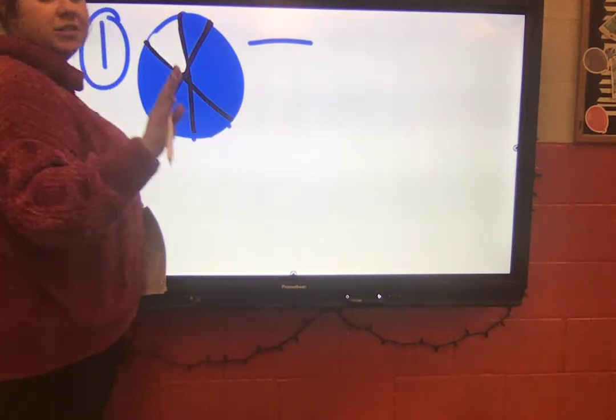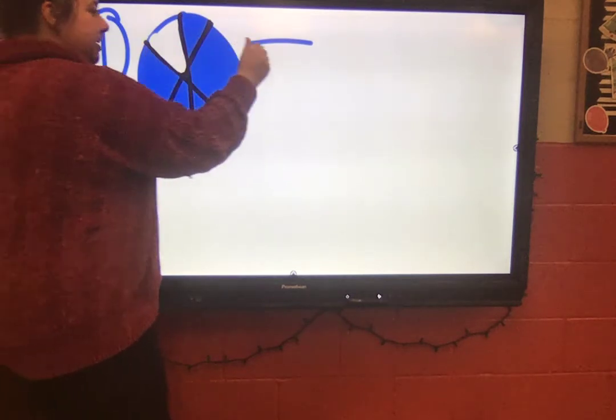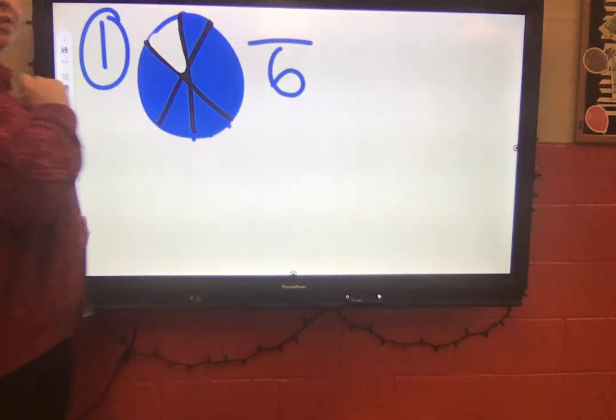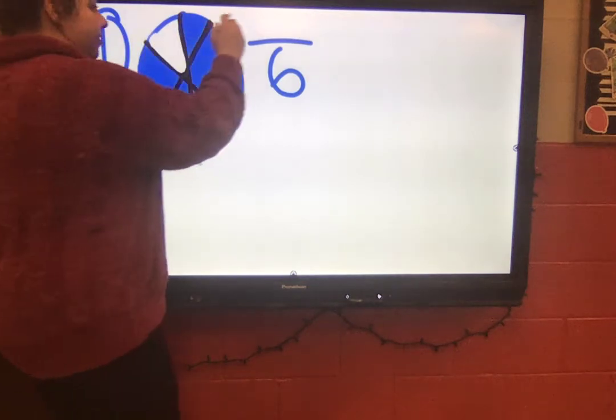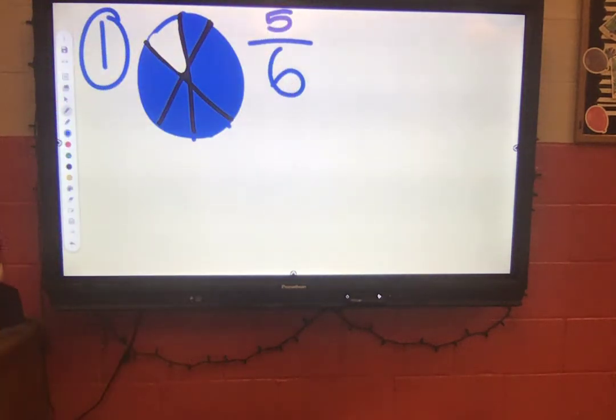Okay, how many pieces do we have total? 1, 2, 3, 4, 5, 6. How many pieces are colored in? 5. That's why I try to put it in the numerator spot, because it was the numerator.